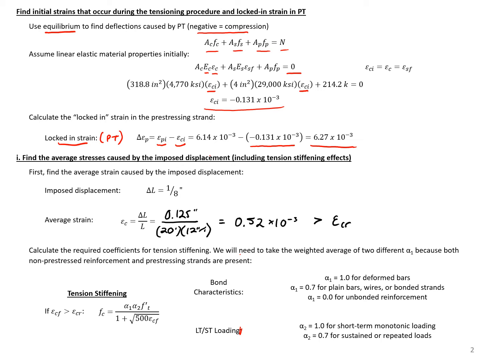Because our concrete's cracked, and we're looking for the average response, we're going to include tension stiffening. We'll include tension stiffening using the equation shown here, where we have an alpha 1 factor taking into account our bond characteristics, and an alpha 2 factor taking into account whether we have long-term or short-term loading. We'll calculate our alpha 1 on the next slide because we have a combination of non-pre-stressed steel and pre-stressed steel. But we'll assume that we have short-term loading, so we'll have an alpha 2 of 1.0 for that.